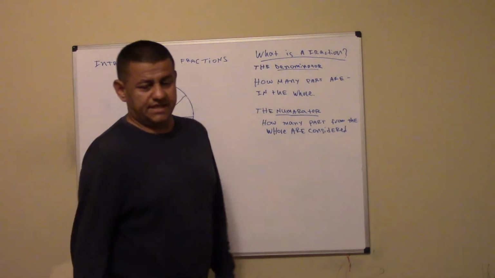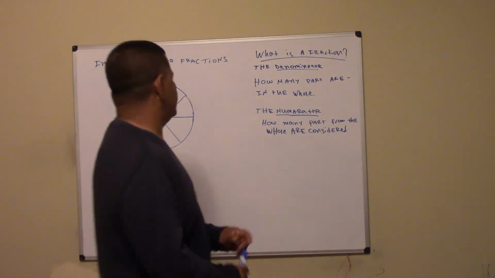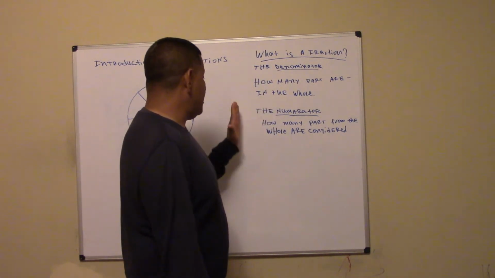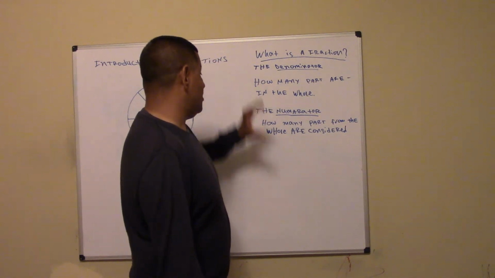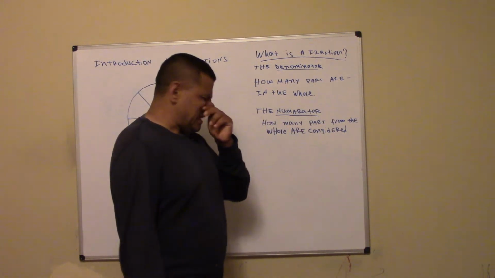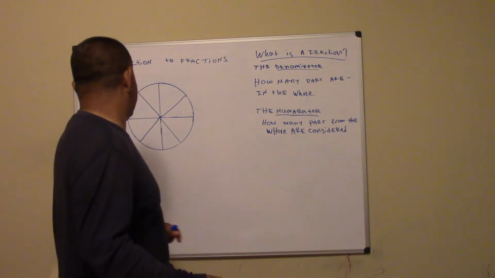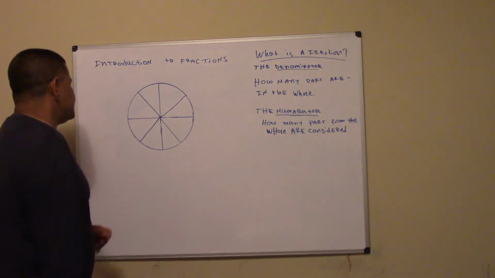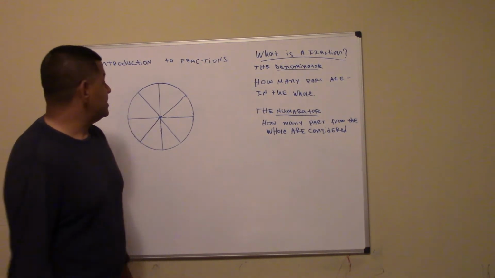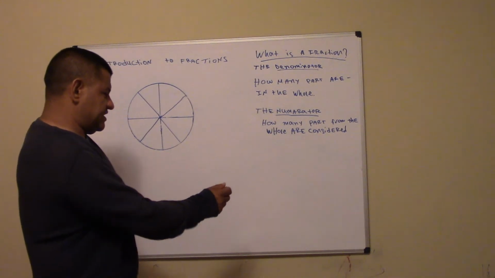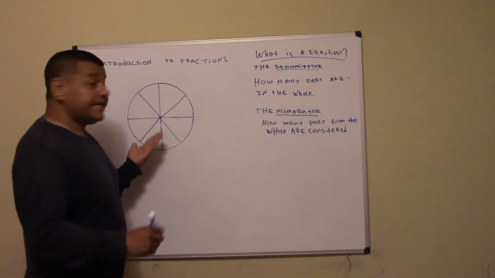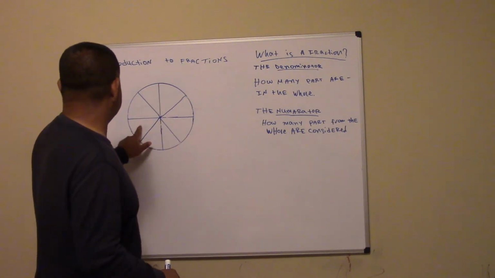So that makes sense. Okay, so basically, the denominator is how many parts you have in the whole. The numerator is how many parts you are considering from the whole, right? So using this definition, let's see. Let's say that this circle right here represents a pizza, right? Let's say that you order a pizza, and the pizza person cuts the pizza into eight different slices, right? 1, 2, 3, 4, 5, 6, 7, 8, right?